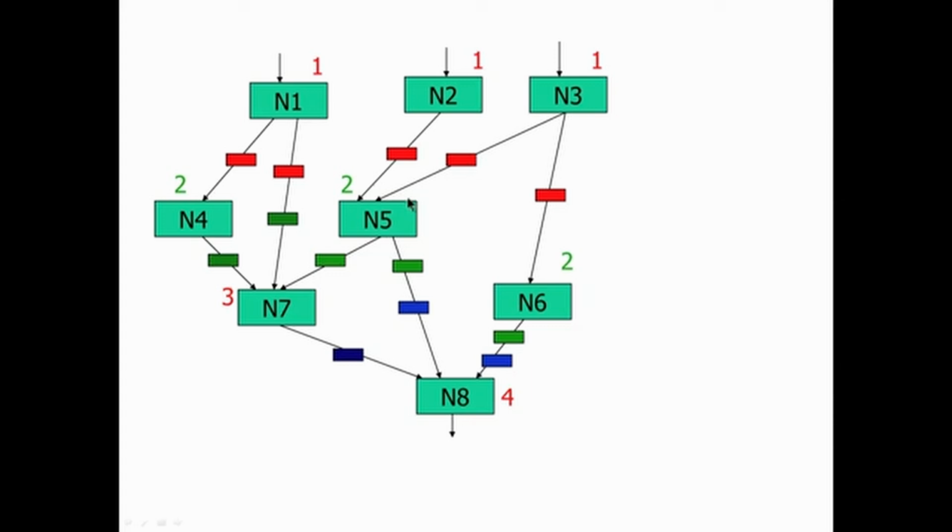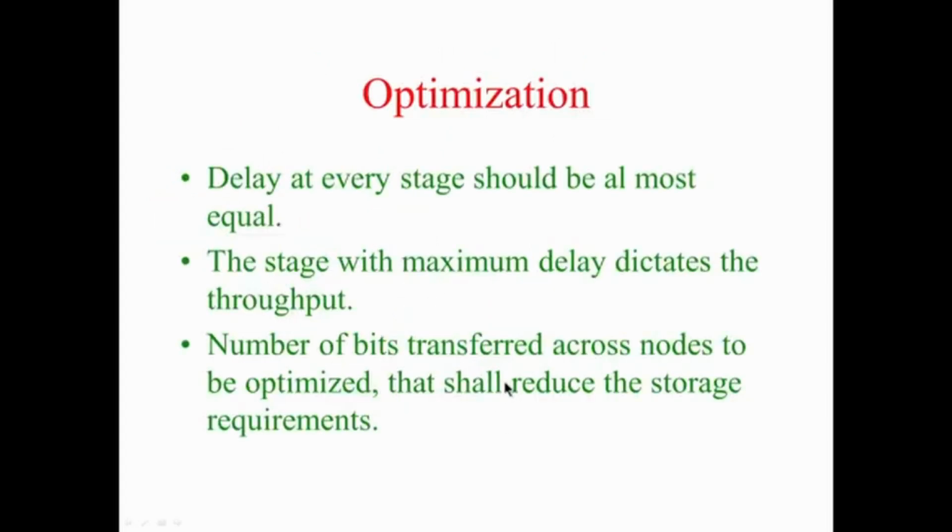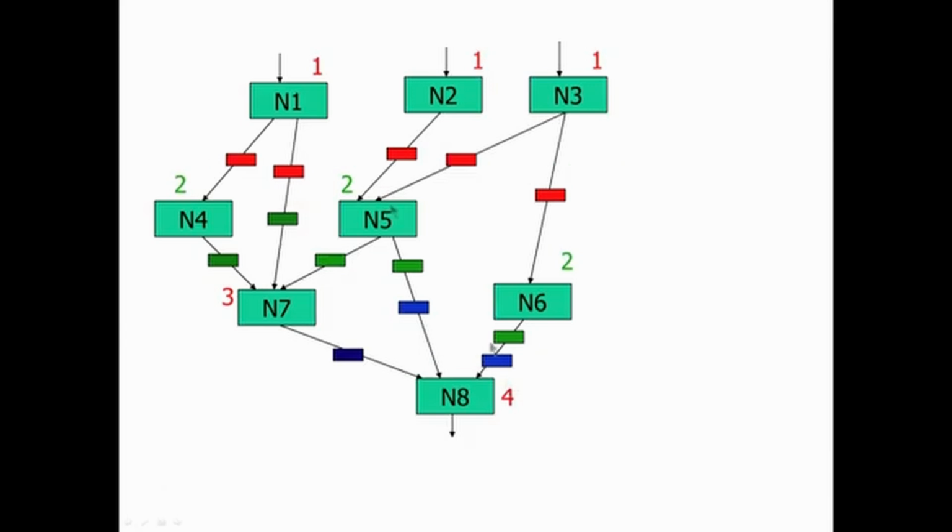Now coming to N4 and N7, they are one level apart, so I put 1. N6 and N7 there is only 1. Between N5 and N8, this is level 4 and this is 2, so 2 storages. Between N6 and N8 again 2 storages. Between N7 and N8 there is 1 storage.